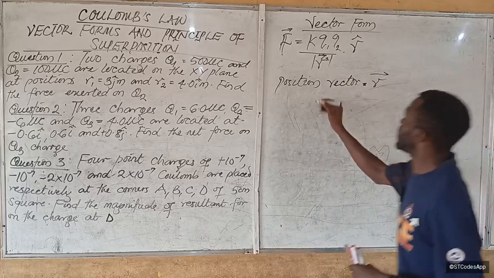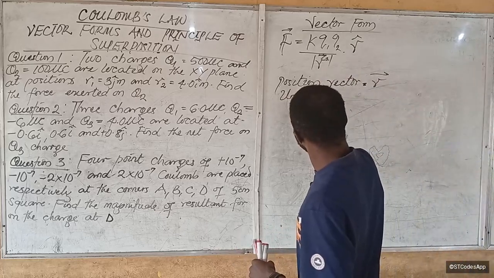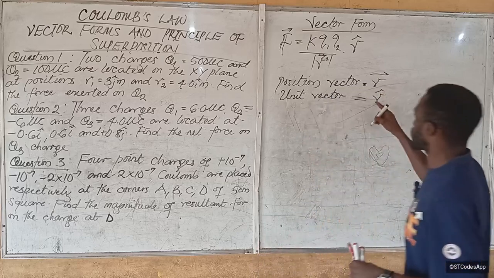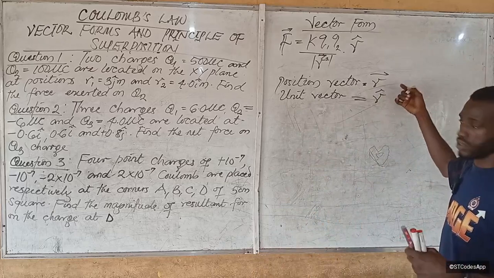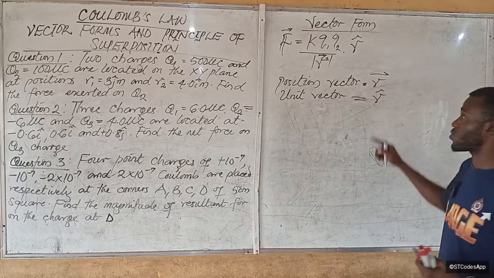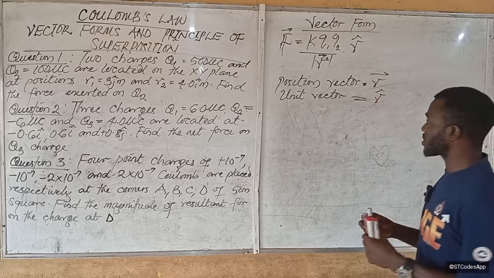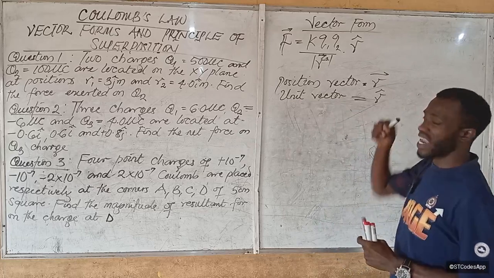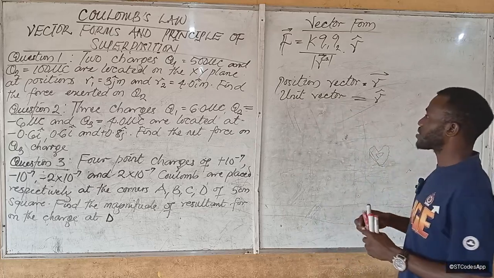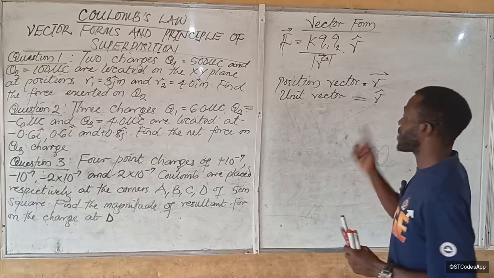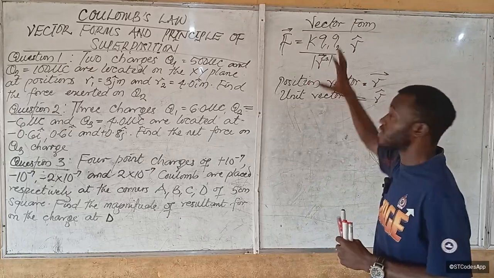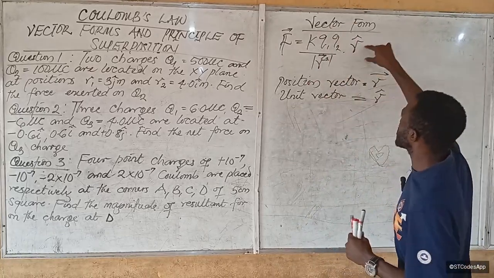Is that clear? Then this one is the unit vector, R hat, or caret, that's what we pronounce it. The point is that this unit vector only shows direction and its magnitude is 1. So 1 multiplied by this quantity is still the same. It doesn't change it, but it represents the direction.